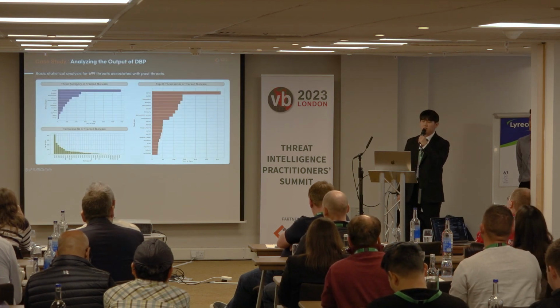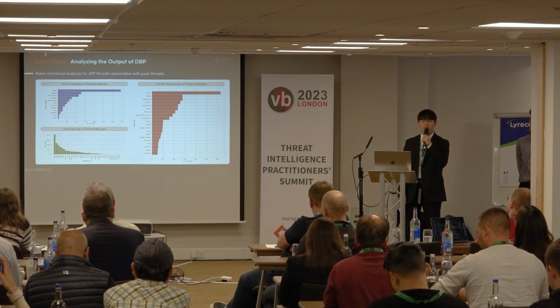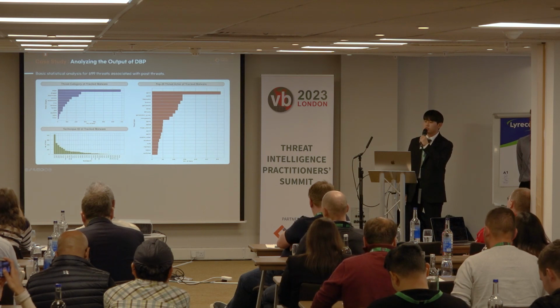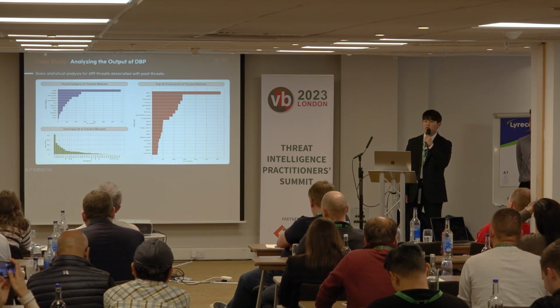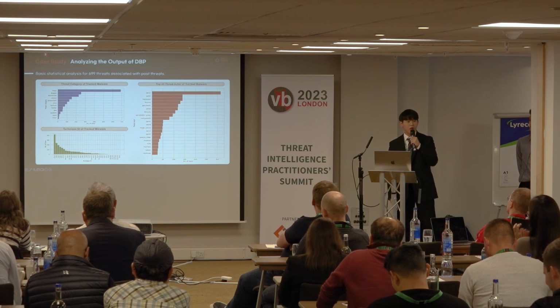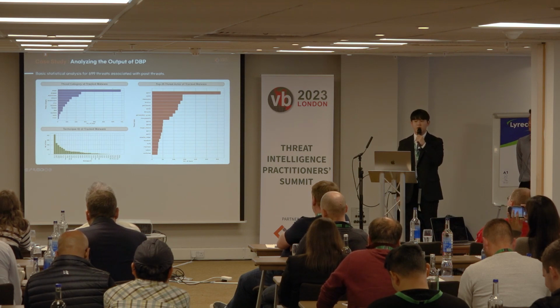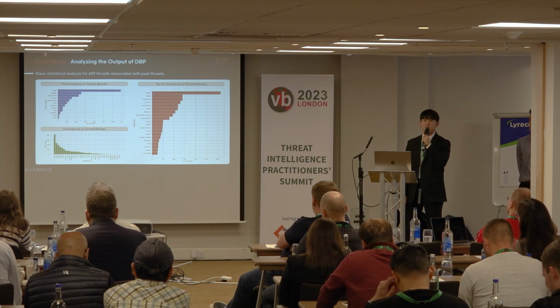Through DBP analysis of 699 variant threats, we were able to identify the most commonly used threat categories, TIDs, and threat actors. The blue graph represents the threat categories, the green graph represents TIDs, and the red graph represents the threat actors.